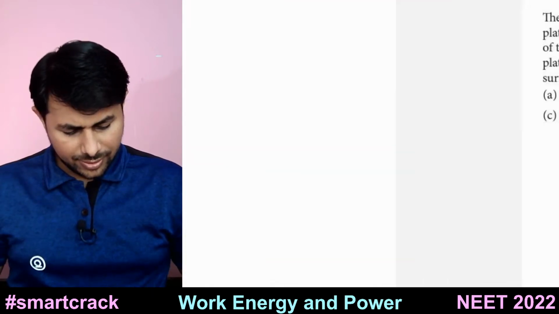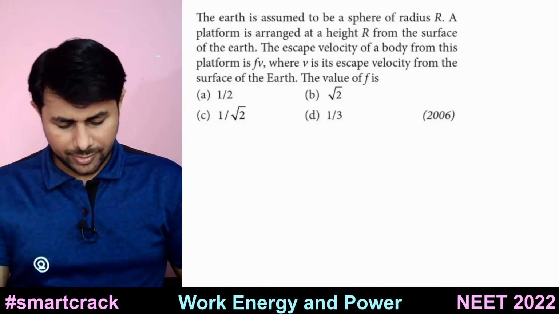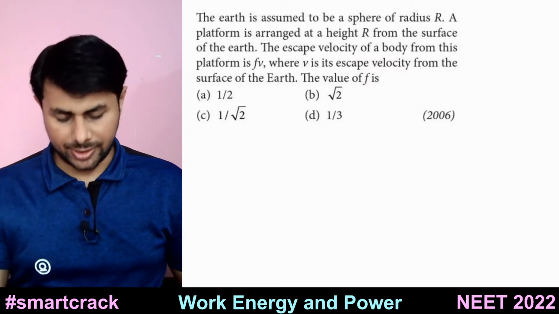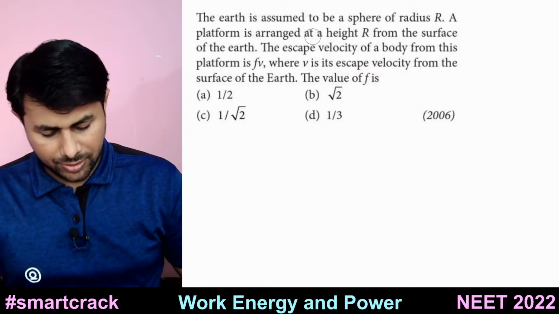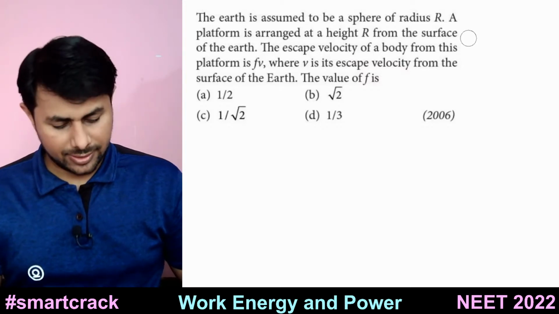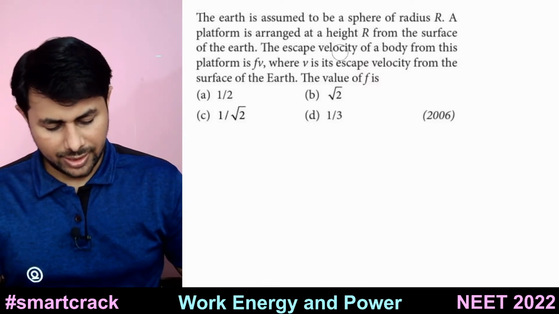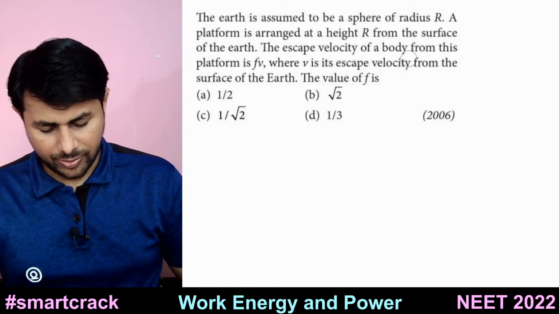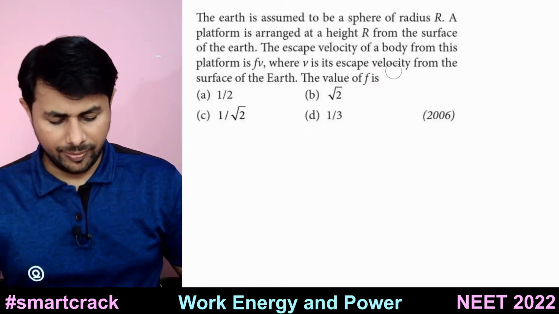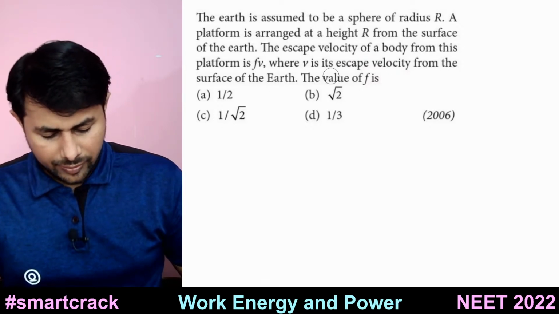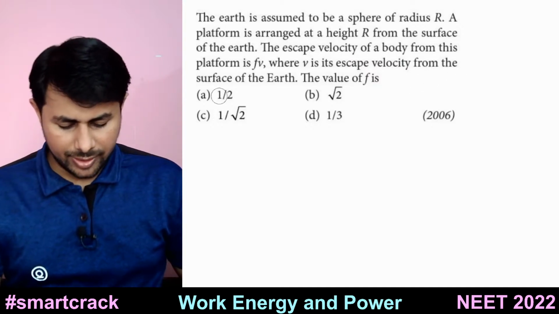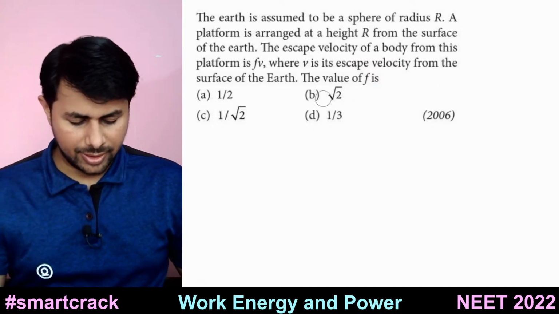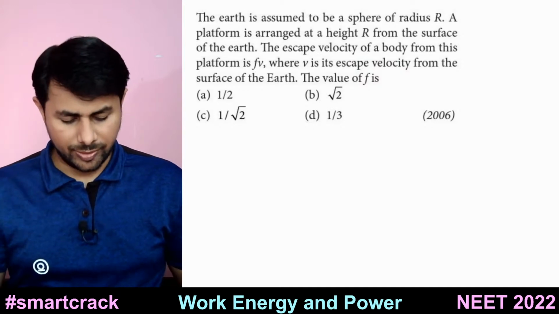Alright, so then let's move on to the next question. The Earth is assumed to be a sphere of radius r. A platform is arranged at height r from the surface of Earth. The escape velocity of a body from this platform is f times v. Okay, where v is the escape velocity from the surface of Earth. What should be the value of f?